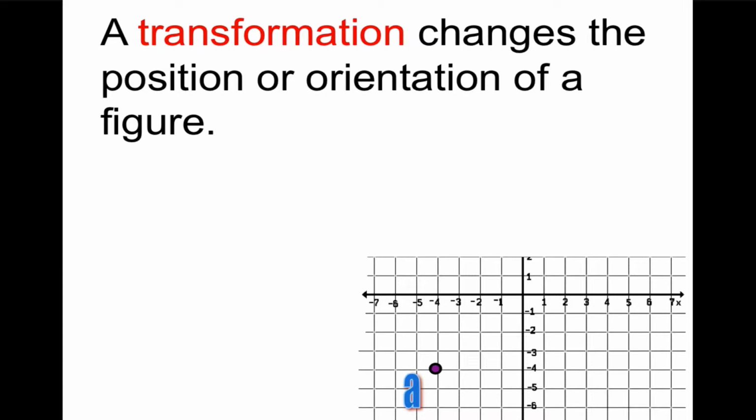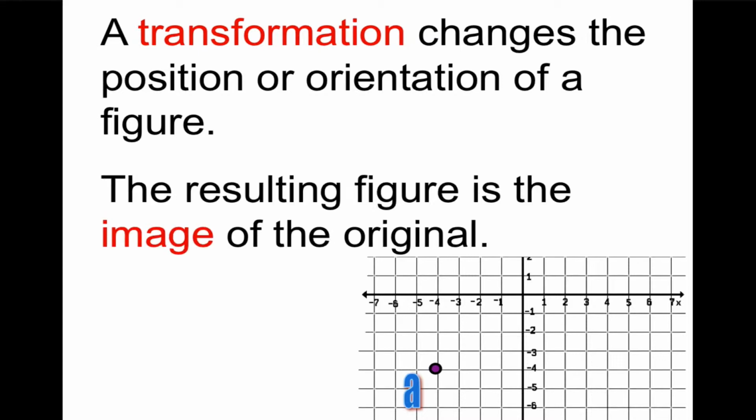Position is where it is. The orientation is how it's faced, like what direction it's pointing. So in this diagram we have the simplest geometric diagram. It's just a point called point A. And after a transformation, the resulting figure is called the image of the original. So here's A, and this would be the image of A.